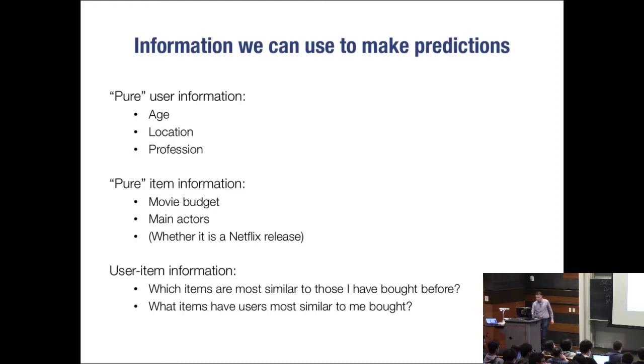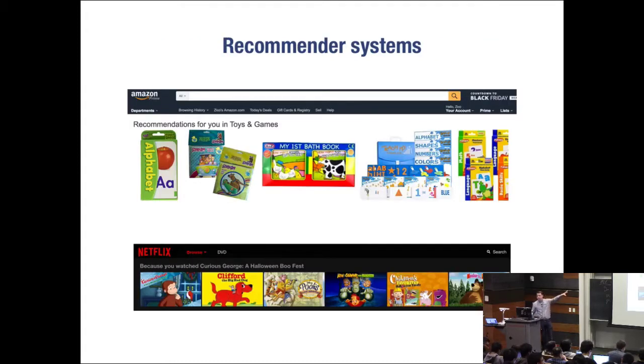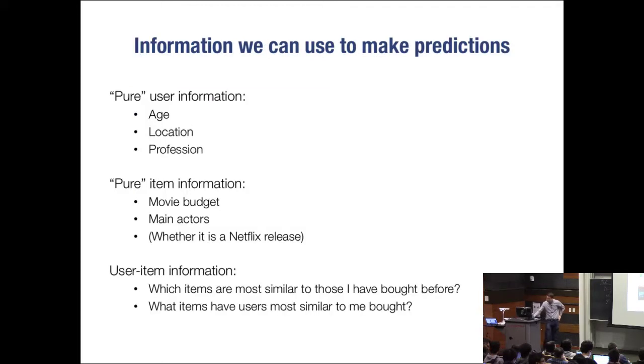Now, when you think about predicting this, how would you predict that I were to buy these things, or that I might be interested in buying these things? When you think about it, there really are three sources of information you can use to make your predictions about what items a user, me, would want to buy. And items here can mean products or movies or whatever the site is selling. So there is pure user information, right? These are things that are specific to me, that are independent of all items. That's things like my age, my location, my profession.